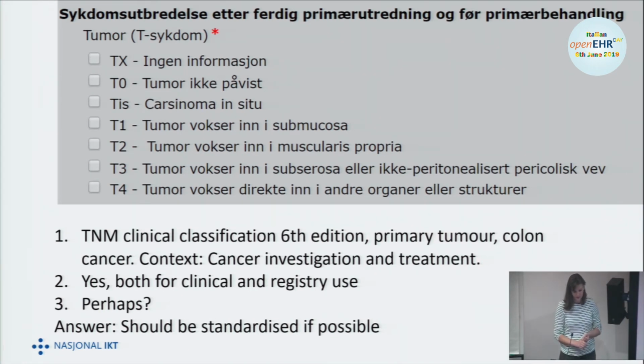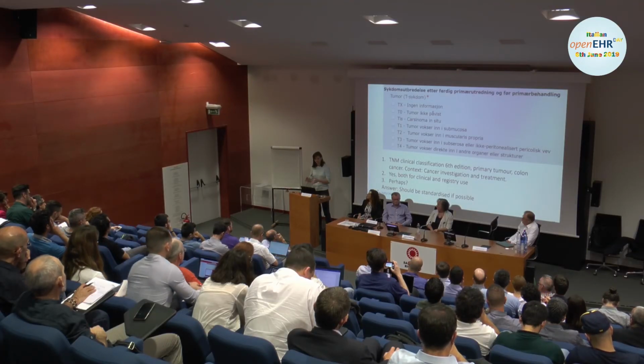The second one, if you've ever worked with cancer information, you'd recognize this as the TNM classification. TNM is a classification based on the information about the main tumor, the local lymph nodes, and the remote metastases of the cancer. So this is the part about the primary tumor, the T, and it's the 6th edition of TNM classification in colon cancer, and the context here is cancer investigation and treatment, again the same as the other one. Reuse here will be within context for clinical and registry purposes, and it may also be reused outside of this context, but we don't know for sure. So our answer for this would be, if you have the time to do it within your project, please do. But if you run out of time, this is something that you can skip standardization of.